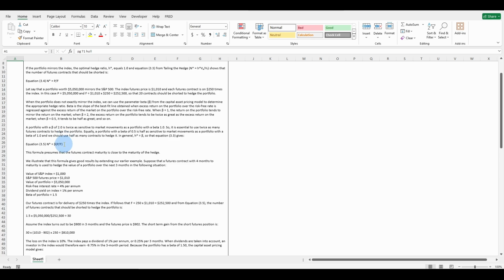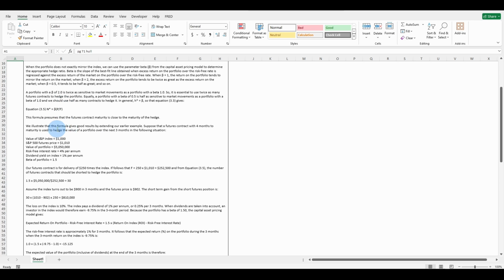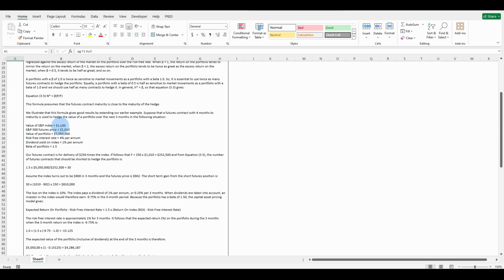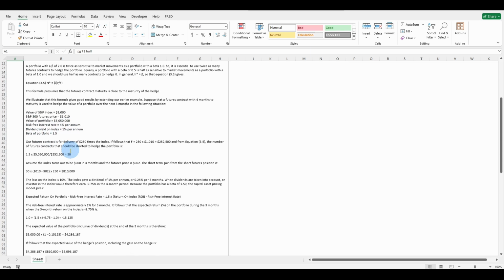This formula presumes that the futures contract maturity is close to the maturity of the hedge. We illustrate that this formula gives good results by extending our earlier example. Suppose that a futures contract with 4 months to maturity is used to hedge the value of the portfolio over the next 3 months in the following situation. The value of the S&P is 1,000. The value of S&P futures is 1,010. Value of portfolio is 5,050,000. Risk-free rate is 4%. Dividend is 1%. Beta of the portfolio is 1.5. Our futures contract is for delivery of 250 times the index. It follows that F is equal to 250 times 1,010, which equals 252,500, from equation 3.5. The number of futures contracts that should be shorted to hedge the portfolio is 1.5 times 5,050,000 divided by 252,500.